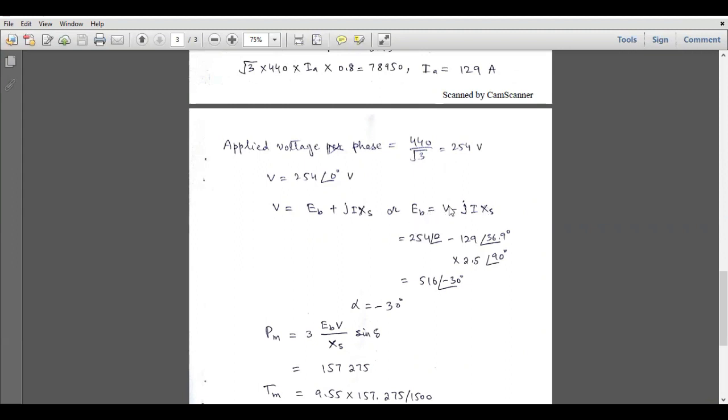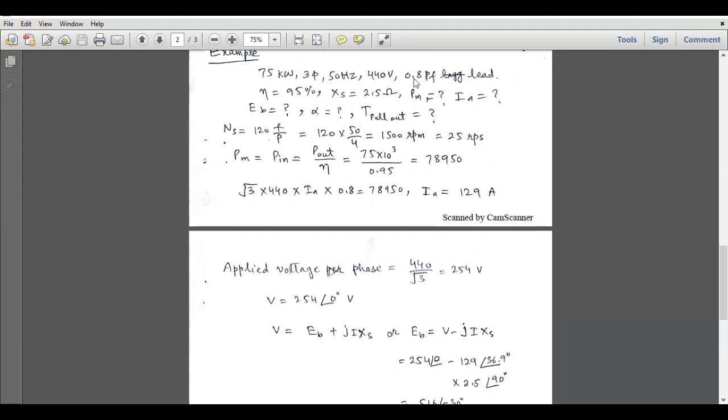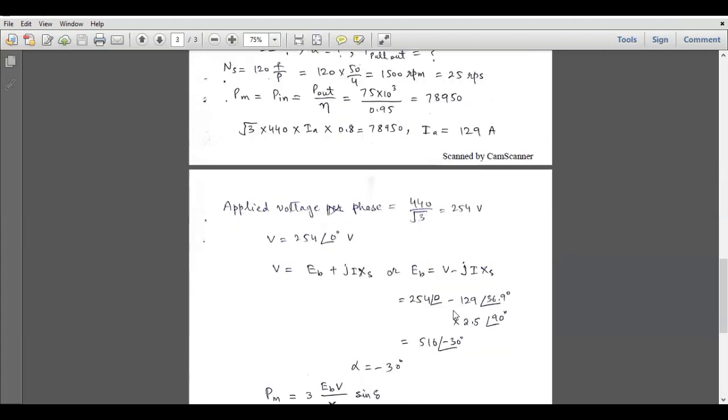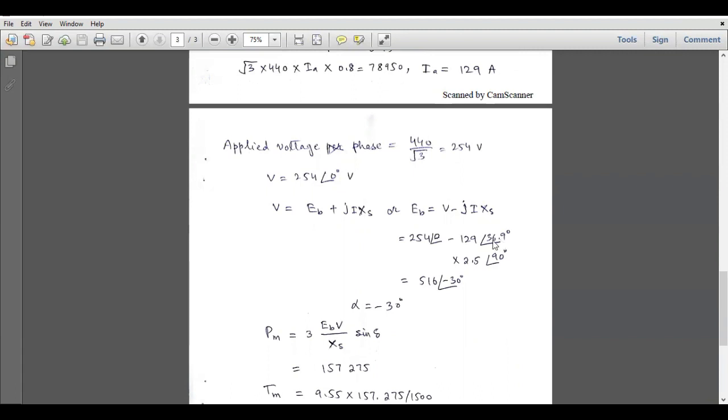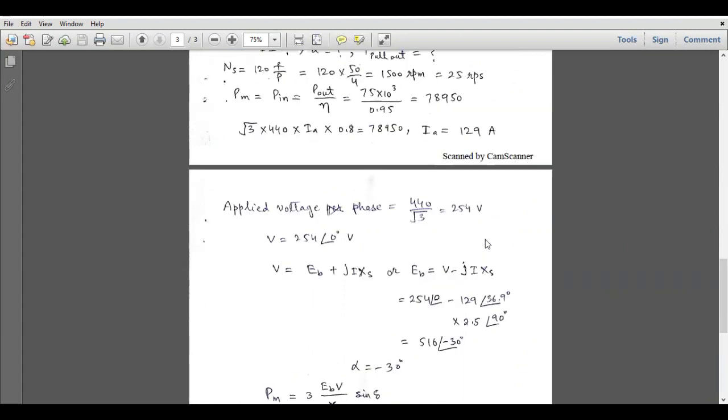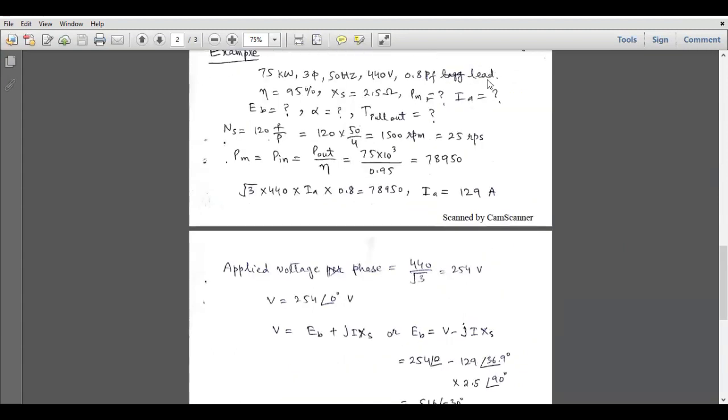So back EMF will be equal to applied voltage 254 with an angle of 0 minus current, which is equal to 129, and we are given power factor of 0.8 leading. So this armature current will be leading the applied voltage, and the angle can be calculated by cos inverse 0.8. So cos inverse 0.8 is equal to 36.9 degrees, and whether we will put a positive sign or negative sign with this angle will be determined by the nature of power factor. Since the power factor is leading, this armature current will be leading the applied voltage vector.